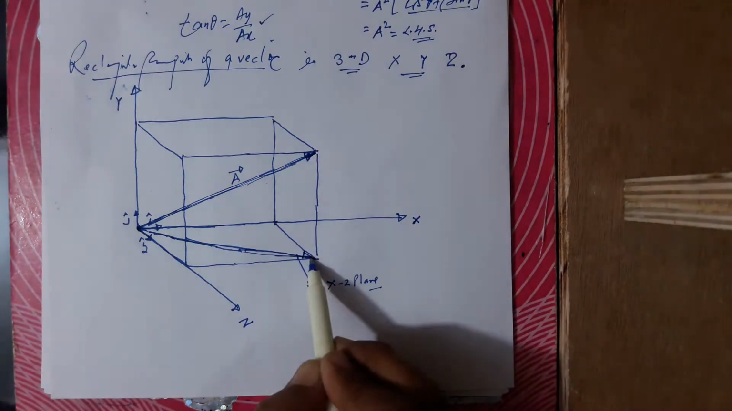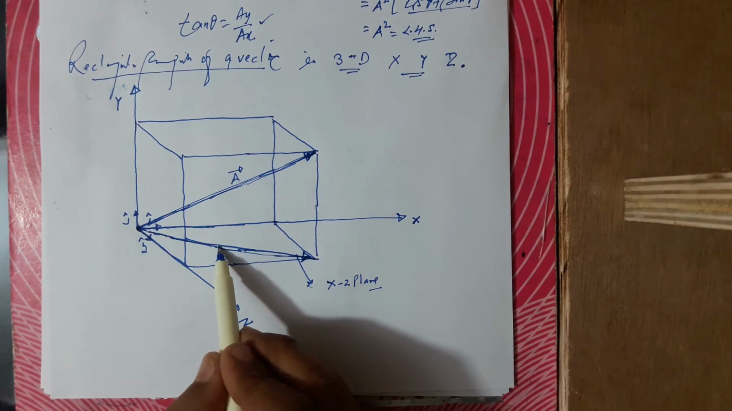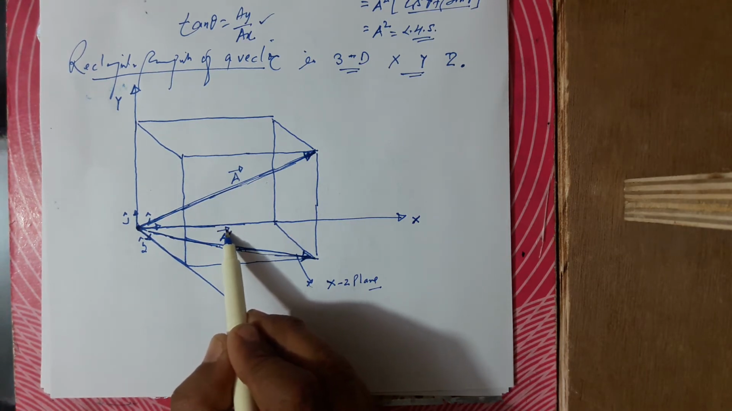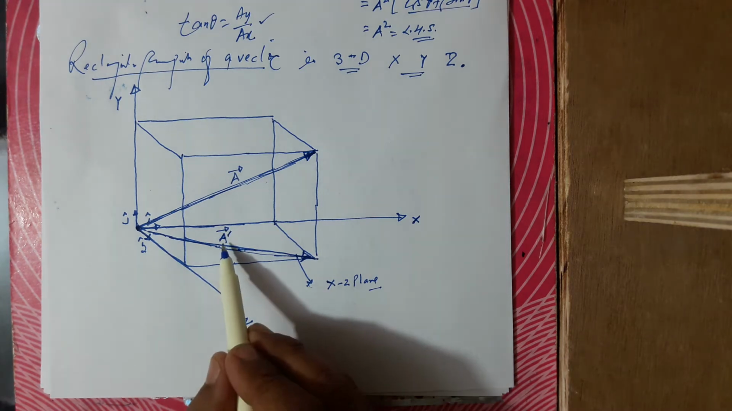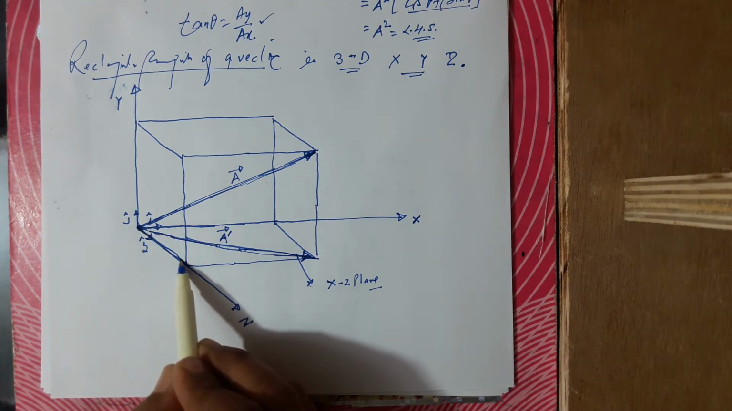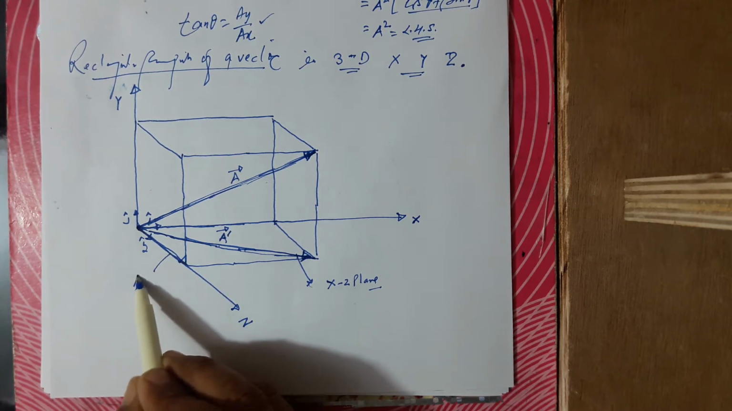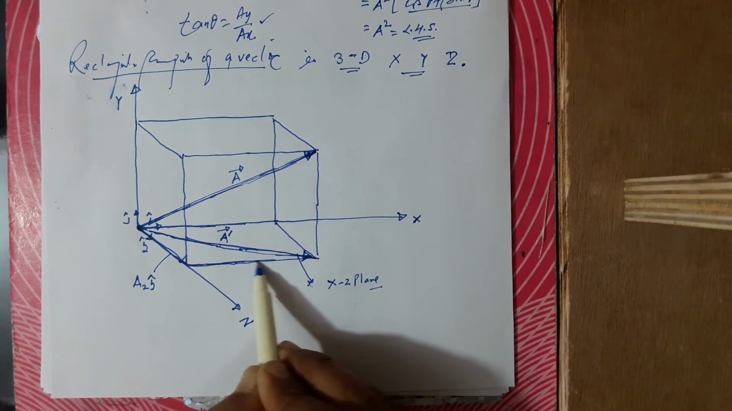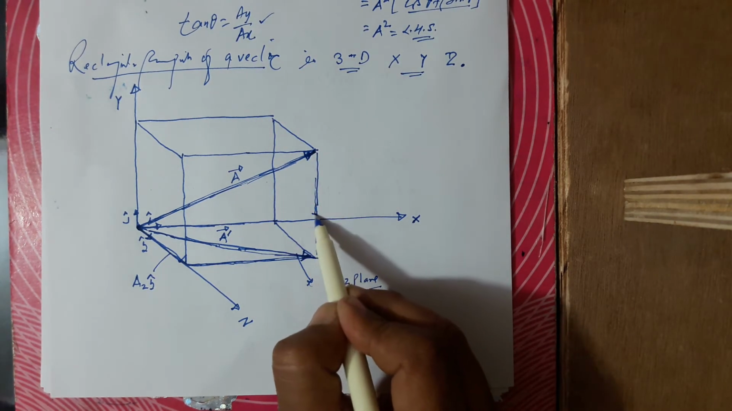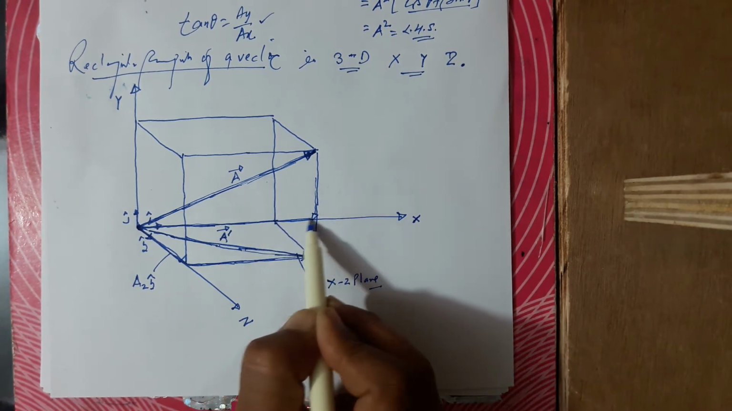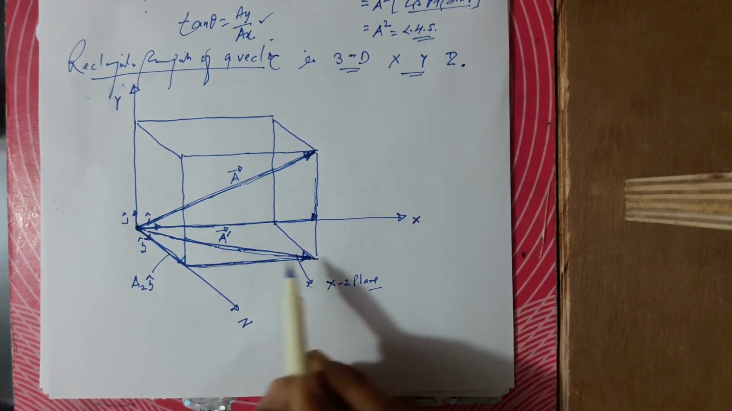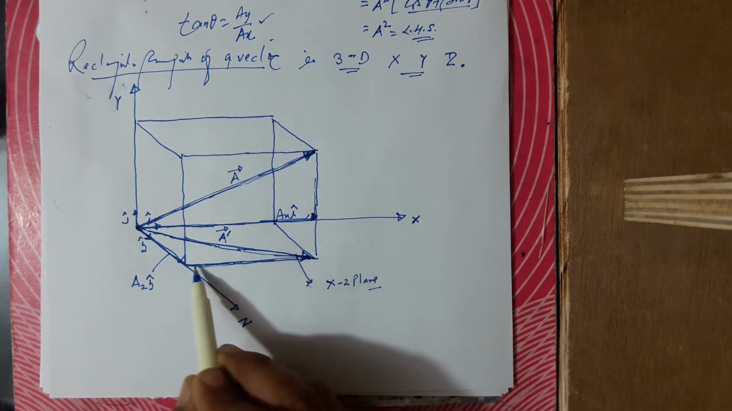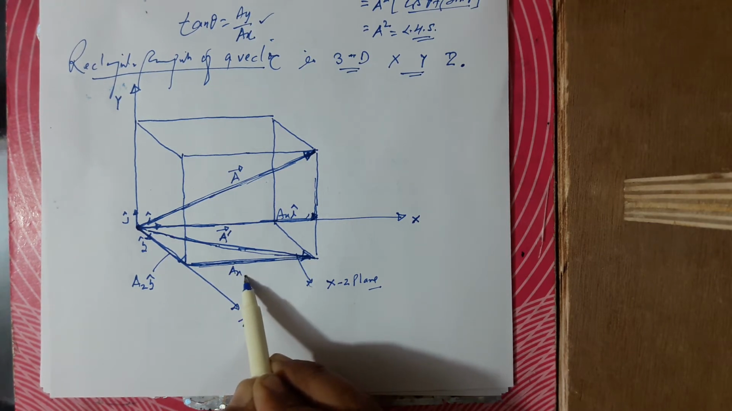This new vector, I am here naming a dash vector. Suppose a dash vector, and this a dash vector is, this is vector az k cap, and this is vector projection of this along x direction, this is ax i cap, and this is also ax i cap. This vector is ax i cap. So this is also ax i cap.